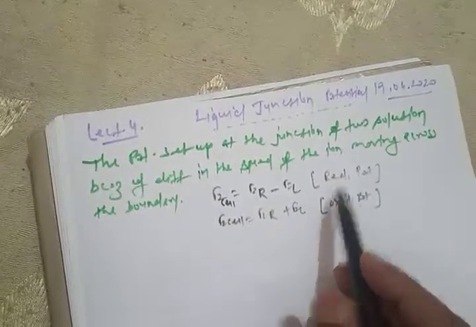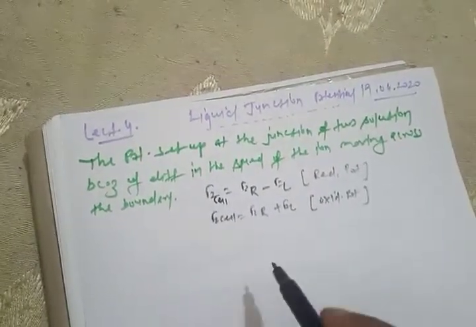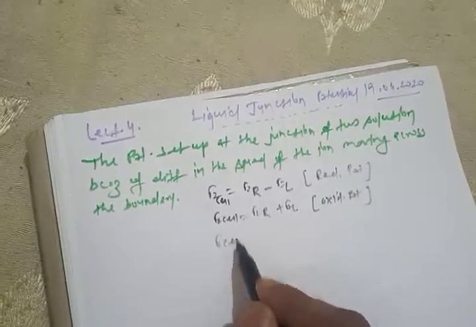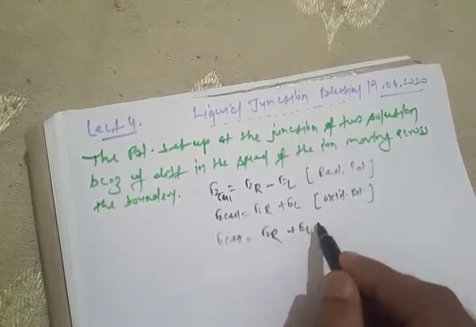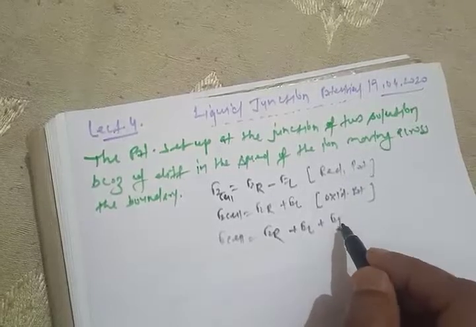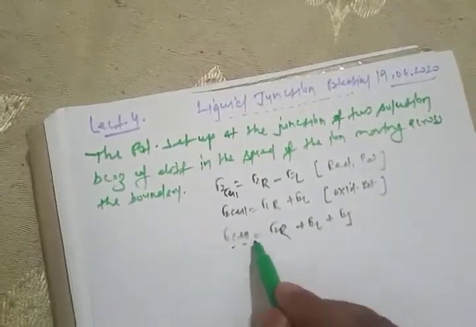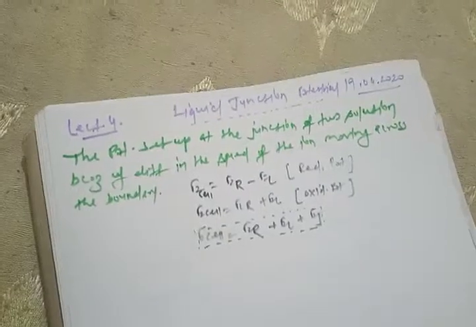So if you take the reduction potential, if you take the oxidation potential, now what happens when we have a liquid junction potential also? In this case, E cell will be ER plus EL plus EJ. EJ is the EMF at the junction. So this is the definition. This is the equation where we calculate the EMF of that cell where we have junction potential.